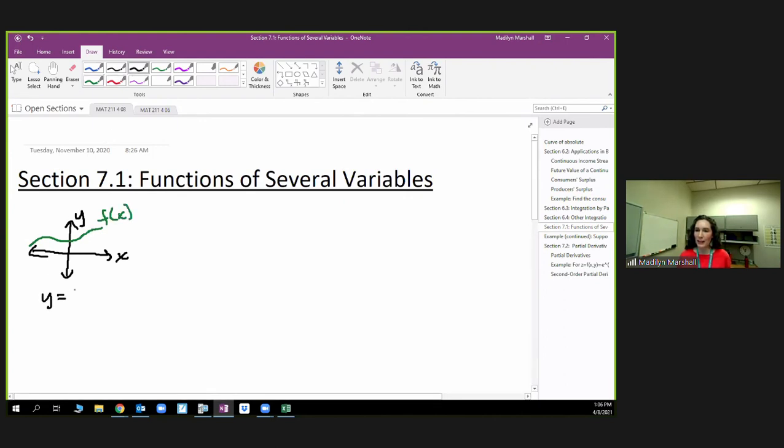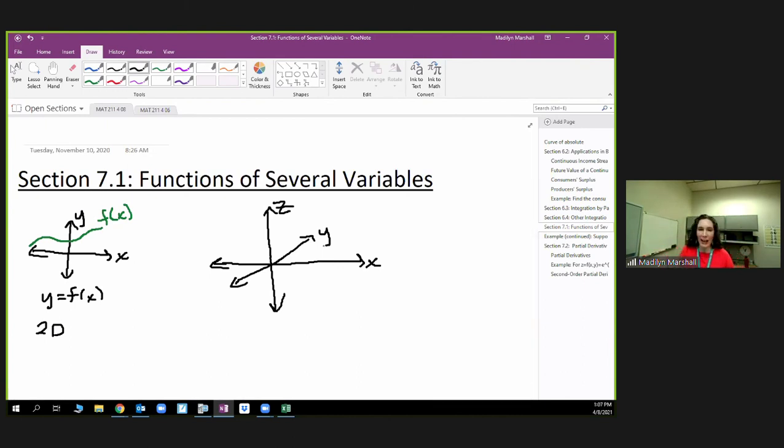So y equals f of x is in 2 dimensions, just a flat plane. So we're going to be adding another variable in this last chapter. And that is if we imagine now a z-axis. So I basically push the x, y plane over so it's lying flat, and z is coming straight up out of them. So now we have 3 dimensions.